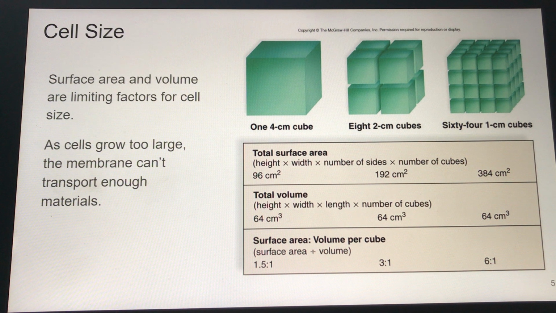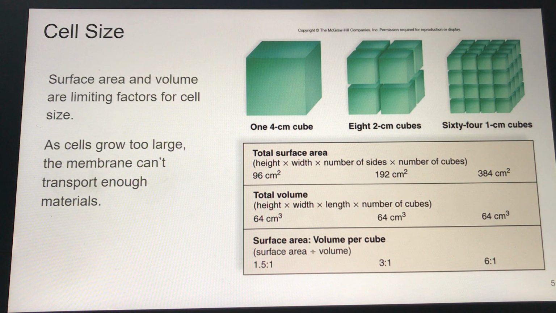If the cell grows too large, the membrane, that covering around it, simply can't transport enough materials to the innermost portion of the cell. Think about this, how long will it take for things to reach the center part of the cell? If the cell gets too big, it's just going to take a very long time to get to the center of that cell. So it makes sense that if you have a smaller cell and, for example, oxygen needs to get into that cell, it would reach the inner part of the cell much faster if the cell is smaller.